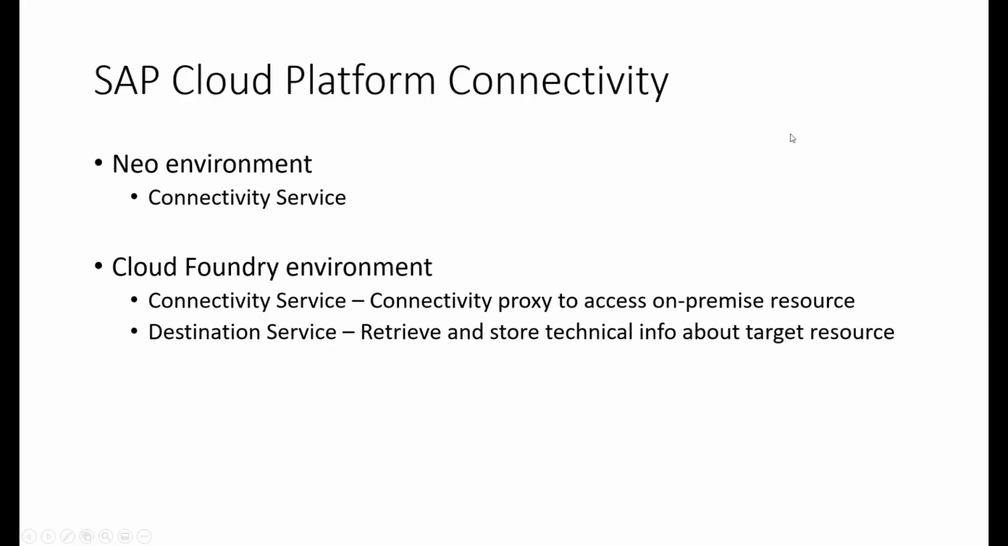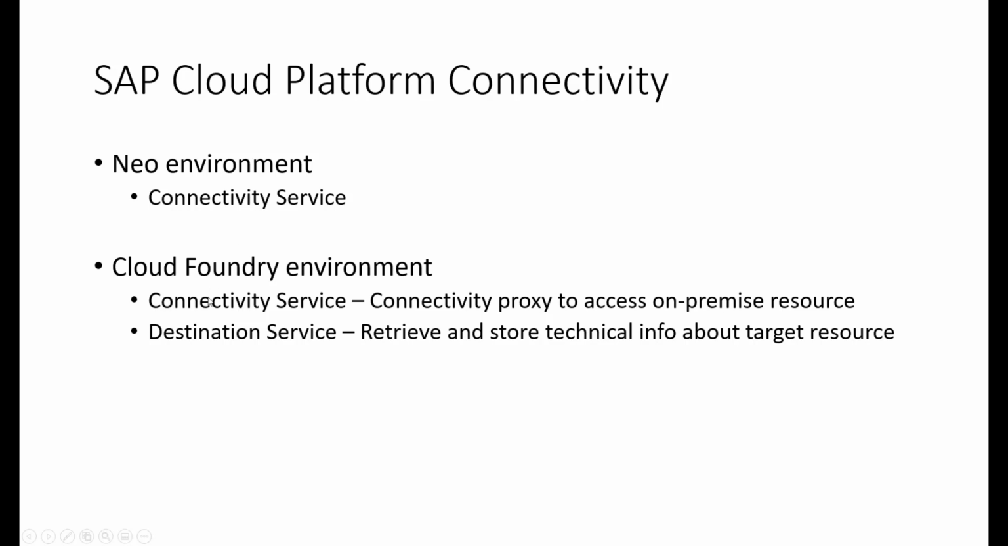Okay, so SAP Cloud Platform Connectivity. Let's see how it works. In the Neo environment, we only have one service. Whatever we did for on-prem, the same thing we can do for the publicly available service. We would just create a destination and everything would work. Whereas in Cloud Foundry, we noticed that there are two services, and these two services together do what the connectivity service does in the Neo environment.